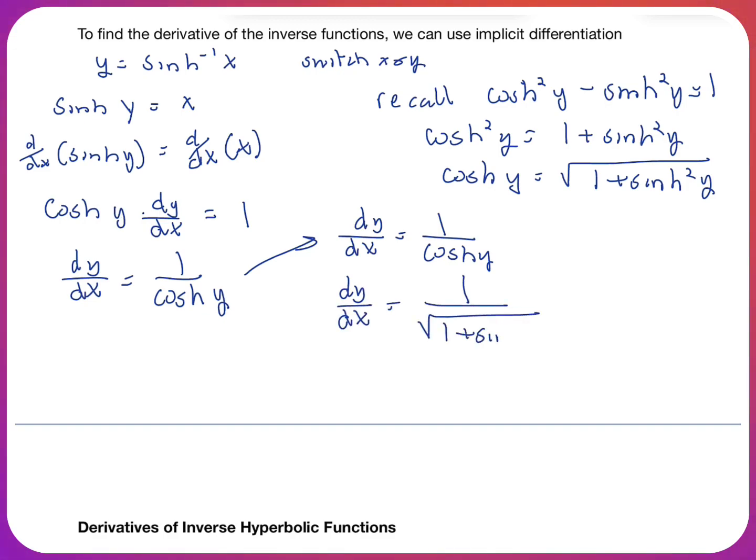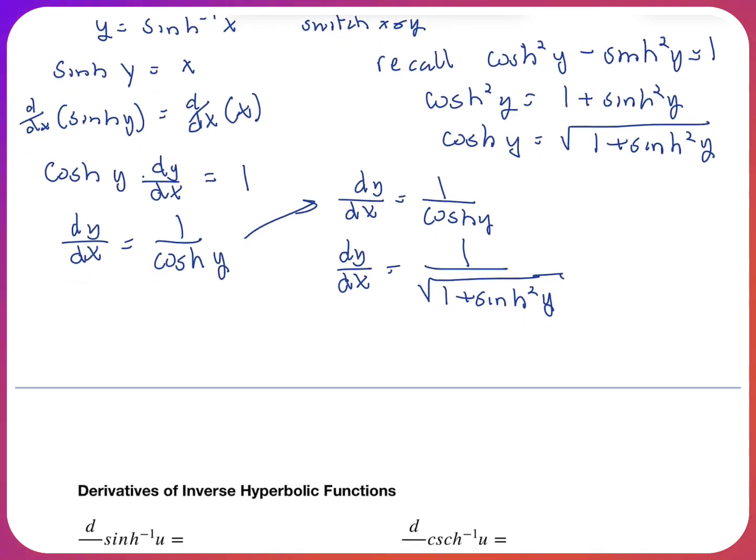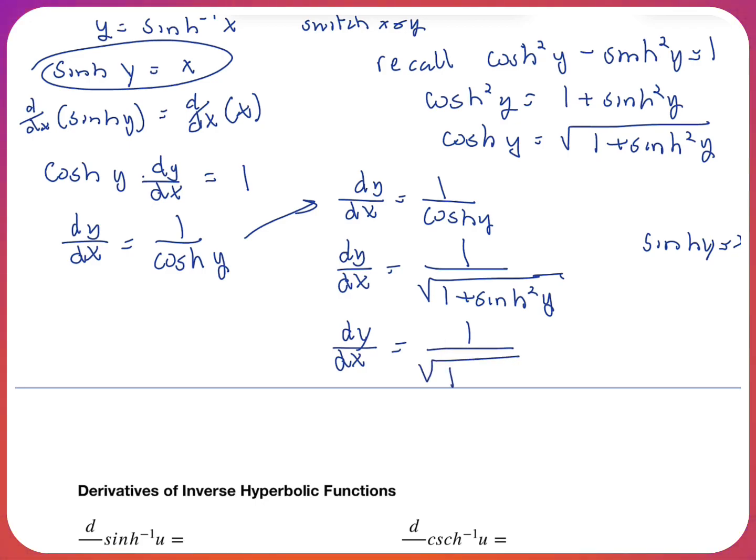Still not done, because I know the hyperbolic sine of y is equal to x. We define that up here at the very top. So I'm going to replace that with x. So I have my derivative is equal to 1 over the square root of 1 plus x squared. That is our formula for the derivative of the inverse of the hyperbolic sine.